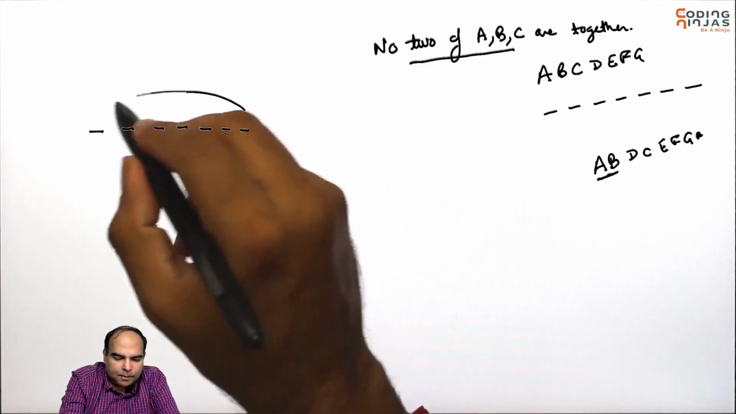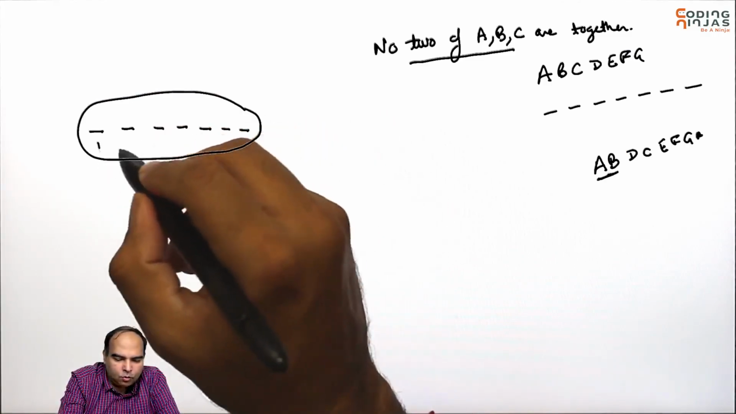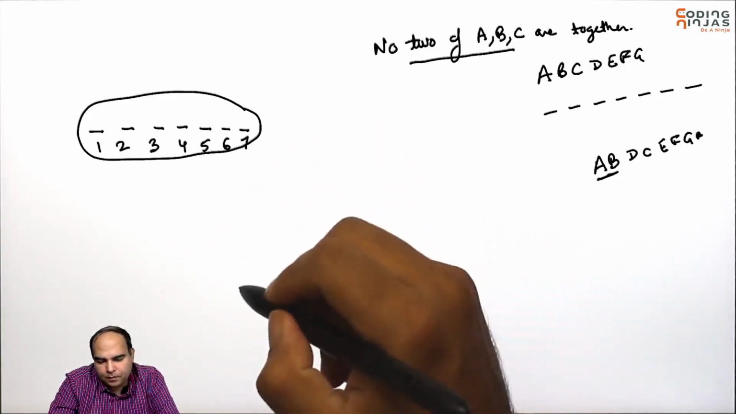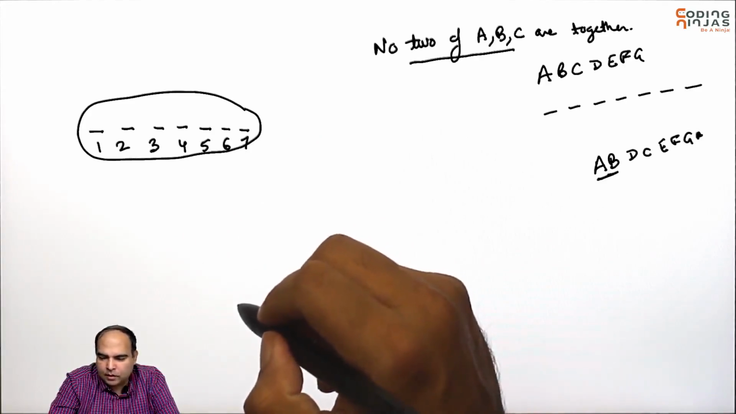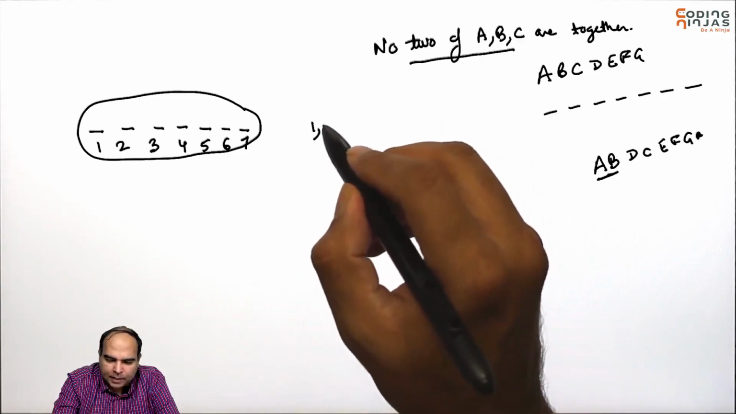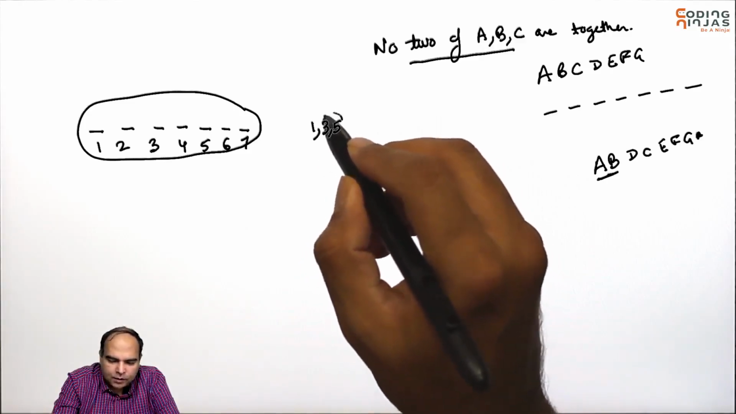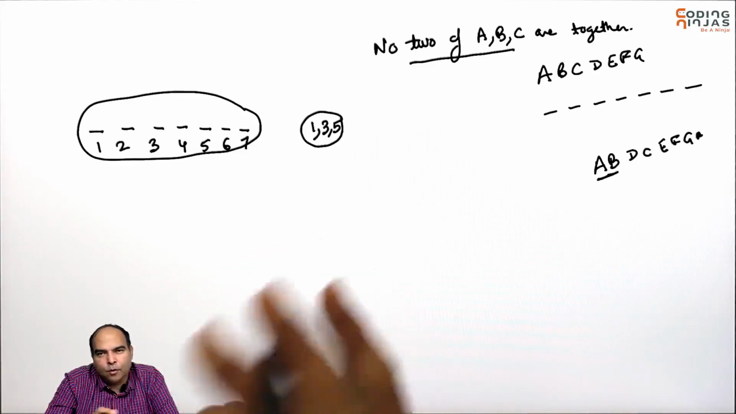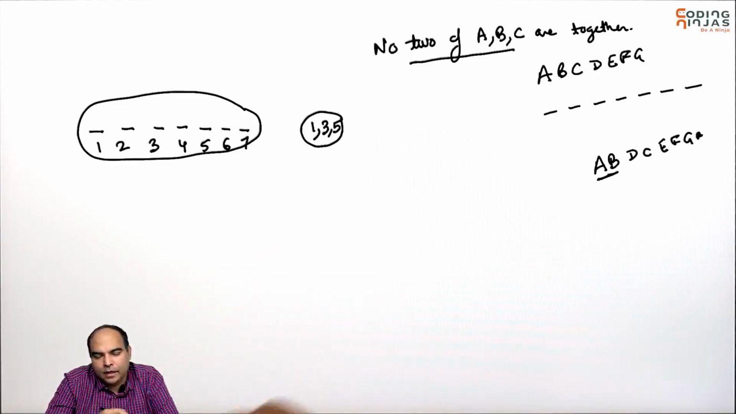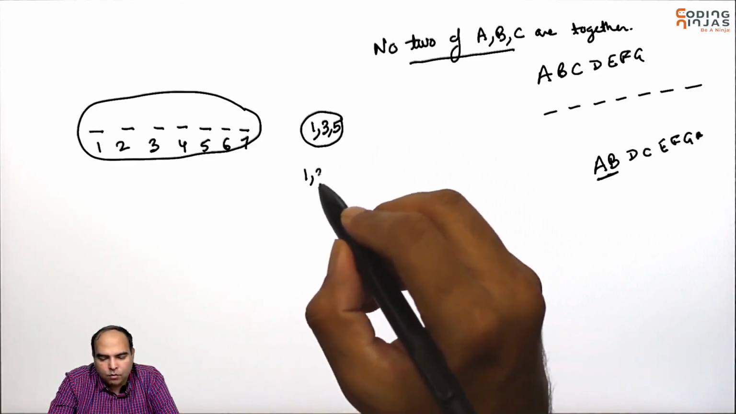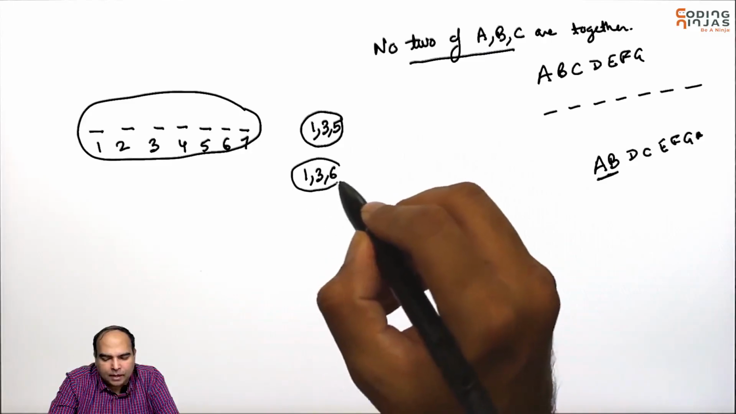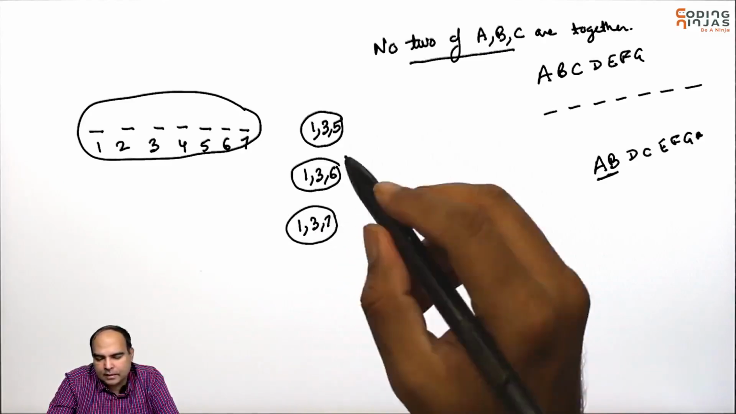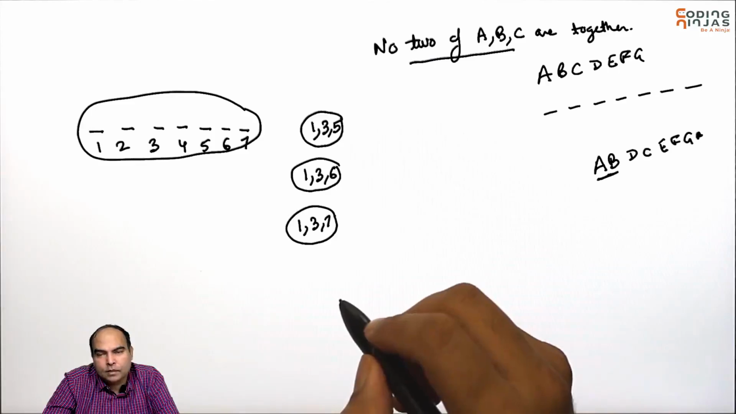So if you visualize the 7 places as places 1, 2, 3, 4, 5, 6 and 7, what you can do in this scenario is you can decide the places for ABC. So if you decide places 1, 3, 5, then automatically you know that there will be no interference between 2 of A, B, C sitting together. So first you define all the possibilities of 3 people sitting so that they are not together. So in this case, if you go systematically, these are the seats you will see: 135, 136, 137.